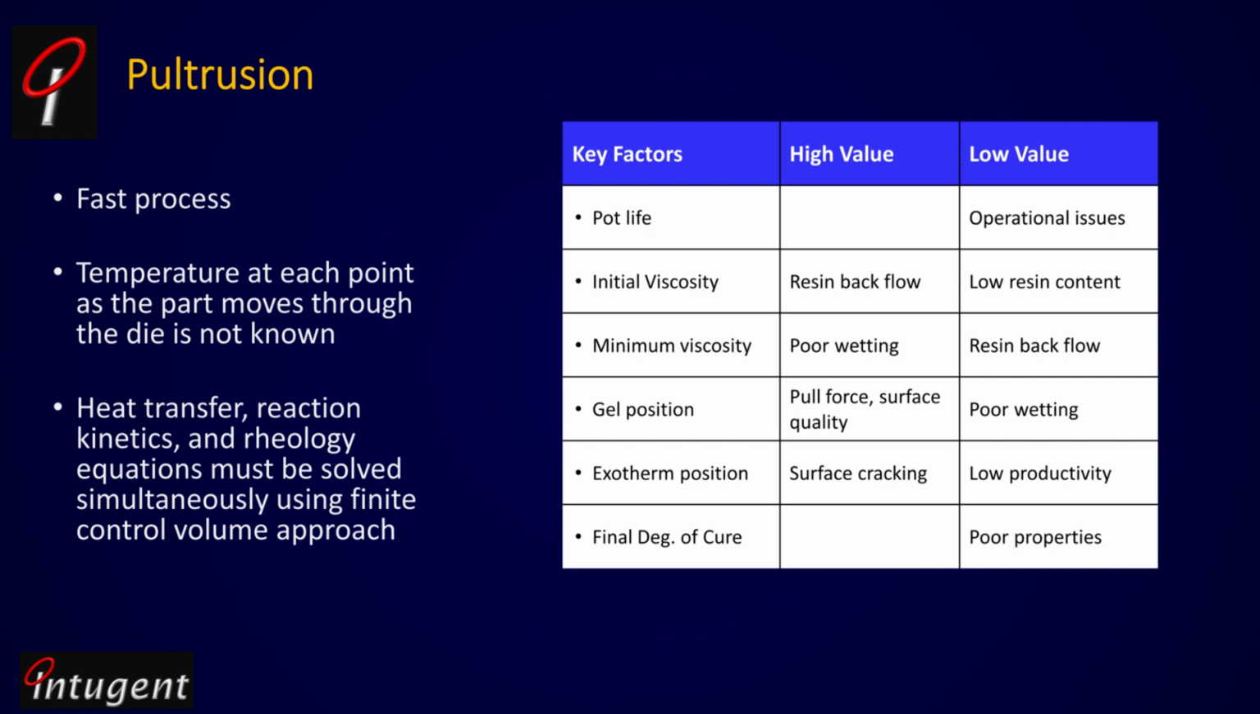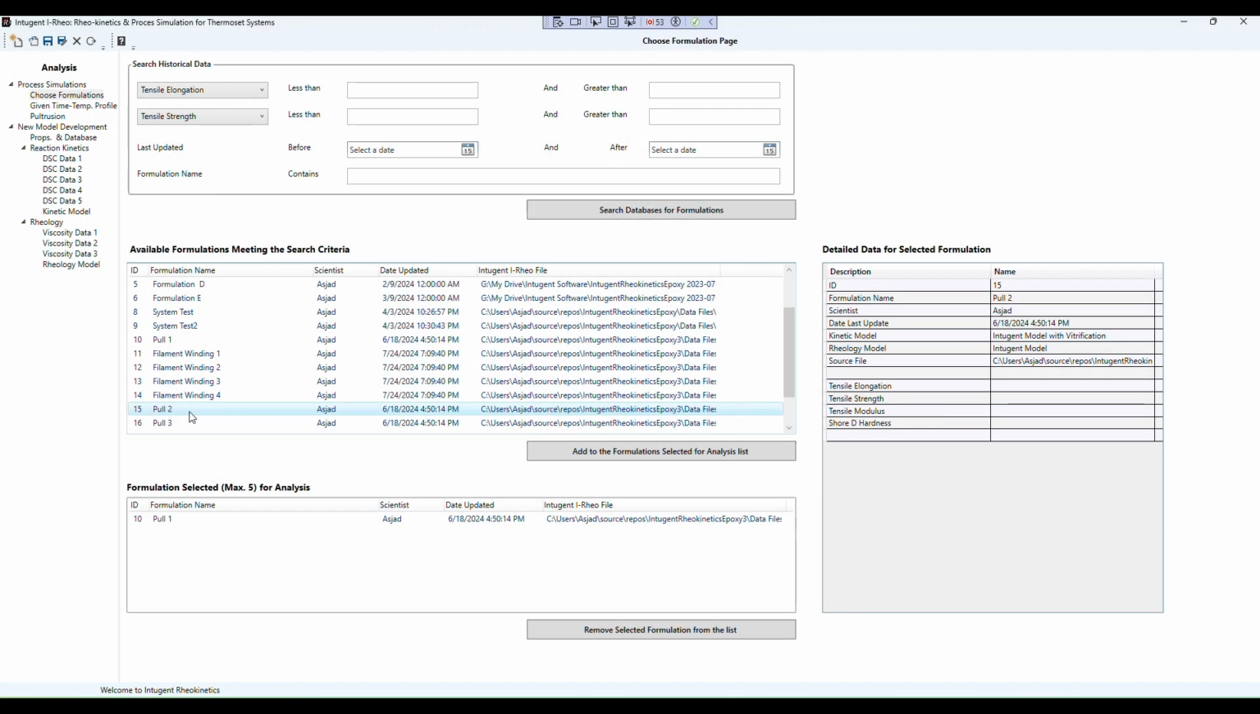We must simultaneously solve the heat transfer, reaction kinetics, and rheology equations. While many methods have been used to solve these equations, the finite control volume is preferred. Inogen's proprietary algorithms are fast and powerful. Moreover, researchers do not need any background in finite elements or finite control volumes. With I-Rheo, pultrusion simulation is very simple and straightforward.